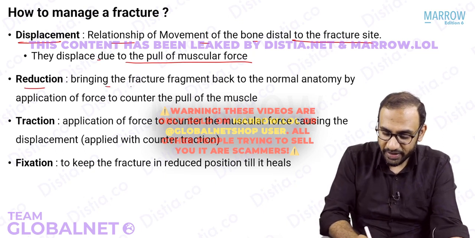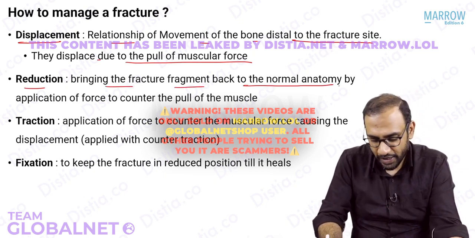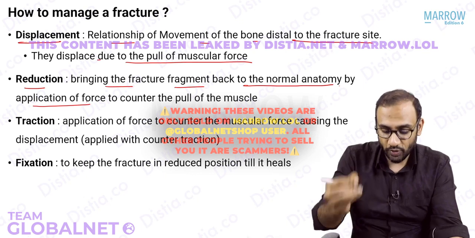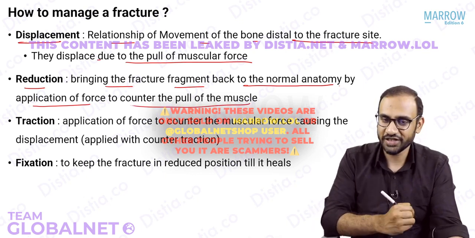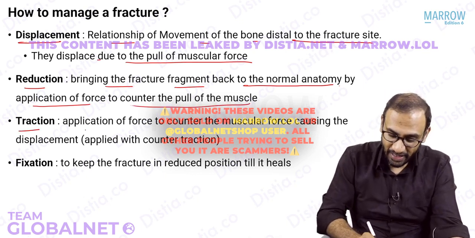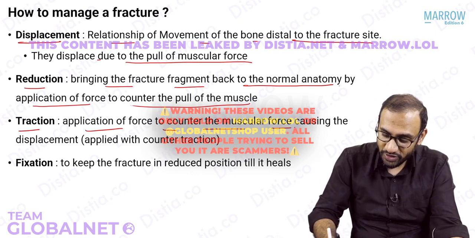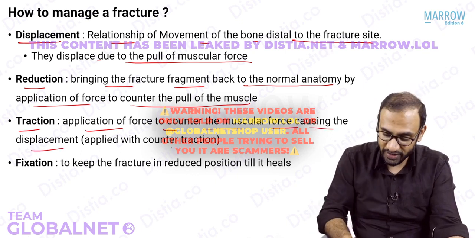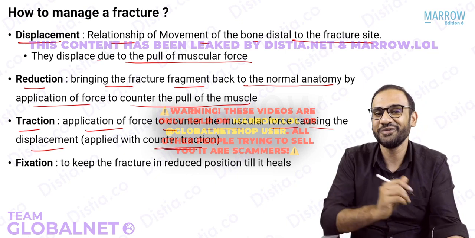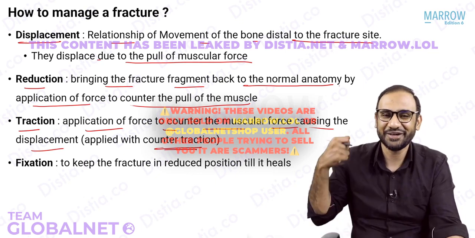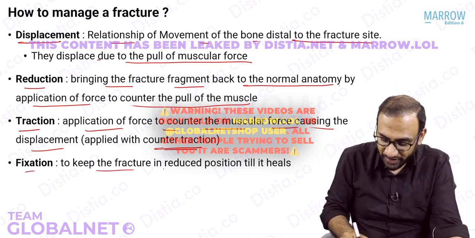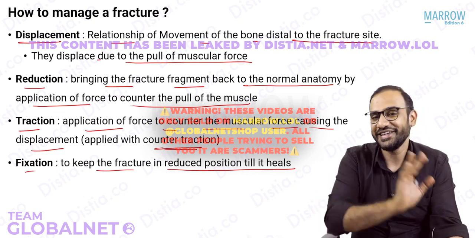What is reduction? Bringing the fracture fragments back to the normal anatomy by application of force to counter the pull of the muscle. Discussed. What is traction? The application of force to counter the muscular force causing the displacement, applied with counter traction. It cannot be without counter traction, otherwise the patient will come with you. Fixation to keep the fracture in reduced position till it heals.